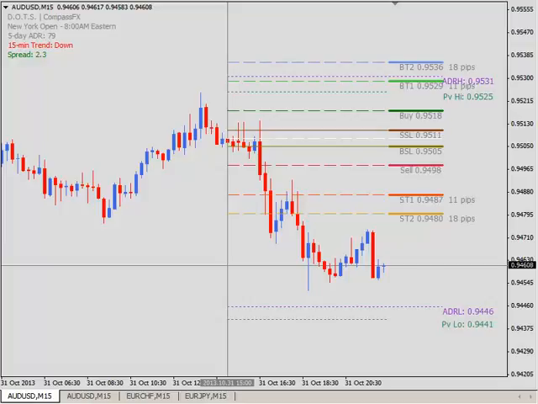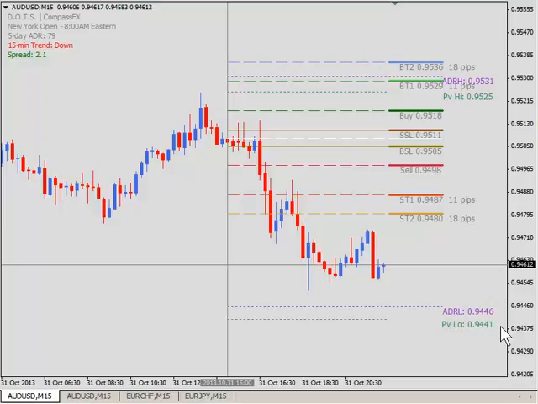Now, why would I use it and where would I use it? Well, the reason why I would use it is simply this. You can see here that the market broke below the sell target number 2, and there's various ways that we can determine where the market's going to go. A couple of those would be to look for the market to move back to the average daily range low or to move down to the previous low.